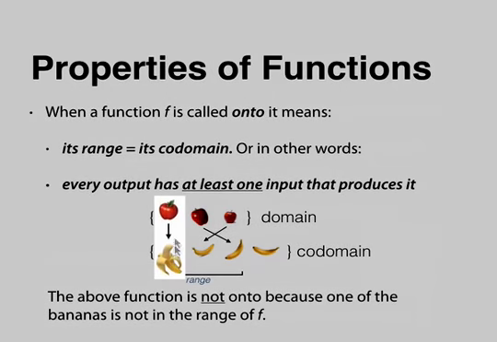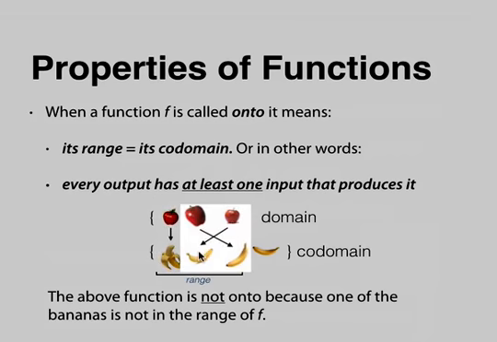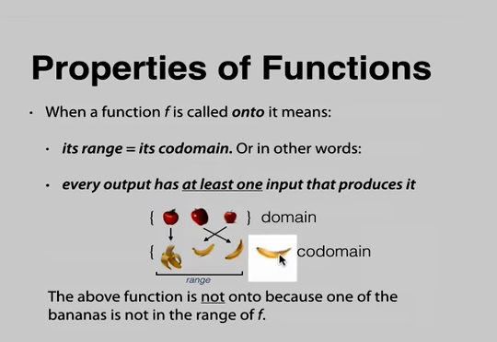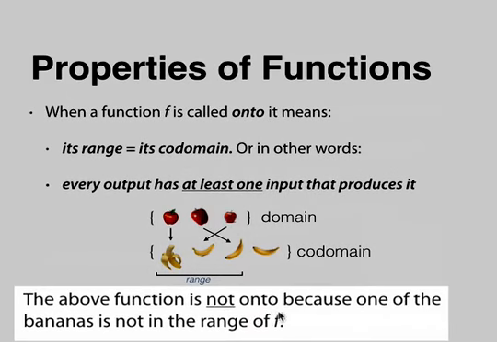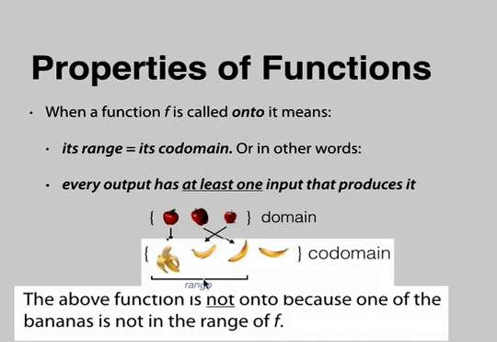See, this banana has an input. This apple produces this banana. This apple produces this banana. This apple produces this banana. But this banana has no input that produces it, right? So there's no apple that you can put into the function that will give you this banana. That's what this is saying. The above function is not onto, because one of the bananas is not in the range of F, right?